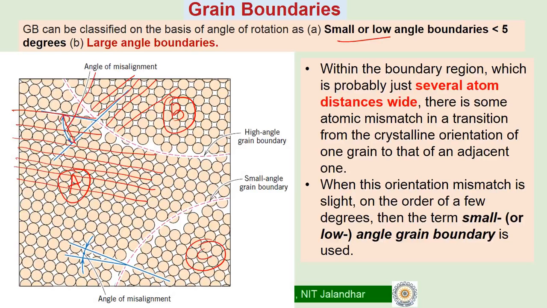If it is larger than around 5 degrees, we say that is called a large angle boundary. And if it is less, like in the case of A and C here, we understand that the angle of misorientation is very small. A is like this, and C is also almost similar. So the angle of misorientation happens to be smaller here. That is why the boundary between A and C is referred to as a small angle boundary, whereas the boundary between grain A and B is referred to as the large angle grain boundary. So this is the classification based upon the angle of rotation.